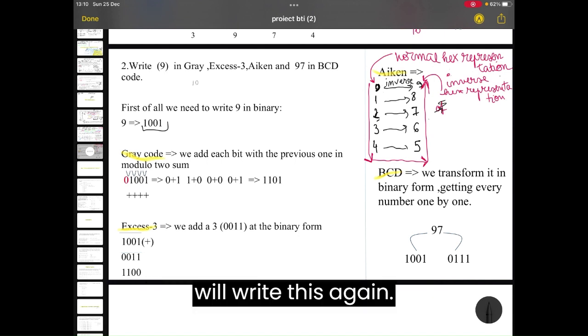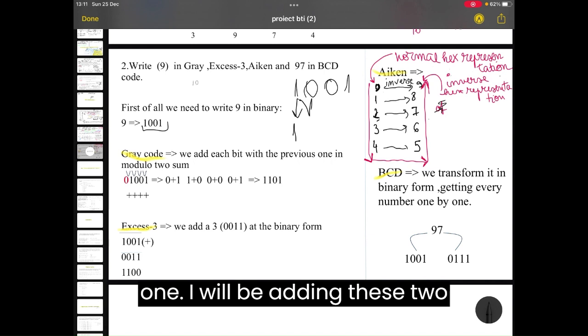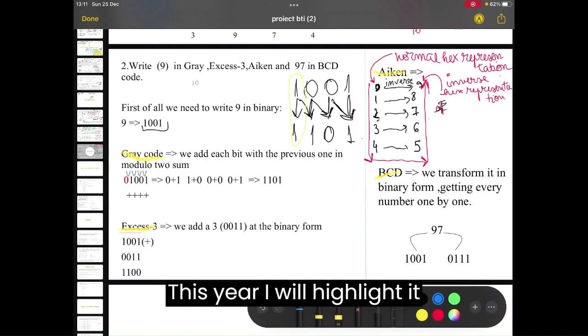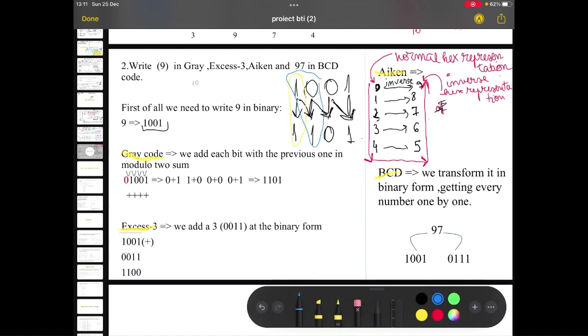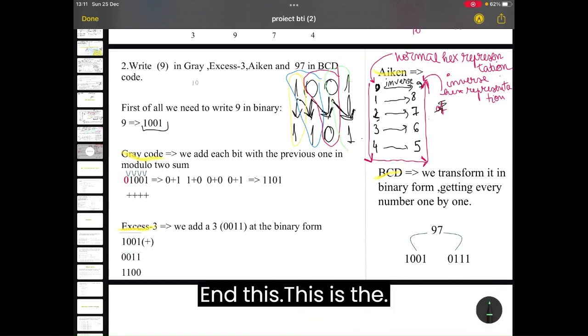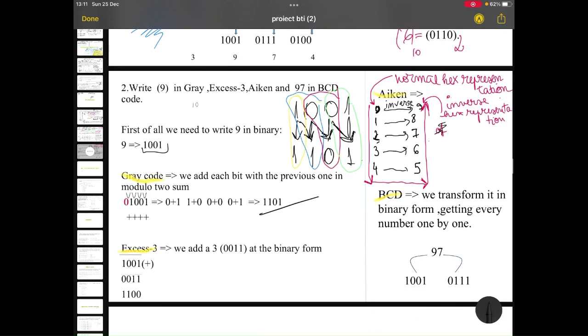So I will write this again as 1001. This is 1. Now I will be adding these two, this is 1. I will be adding these two, 0. And I will be adding these two, 1. This here, I will highlight it so I hope it will be more clear how I did it. And this is the gray representation.